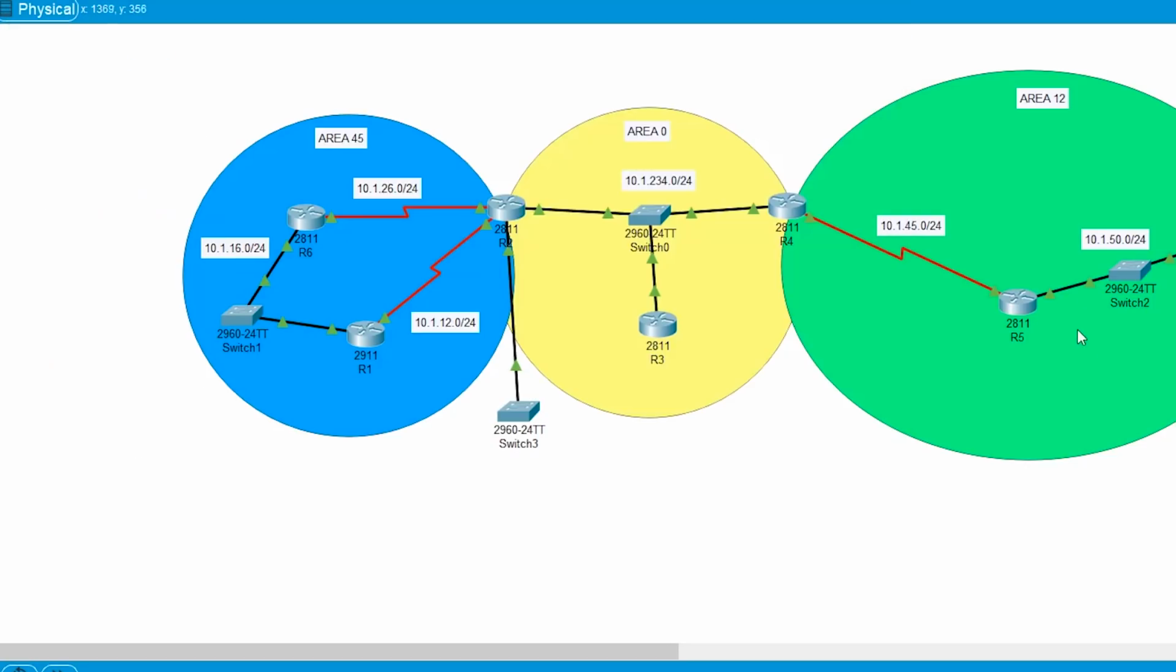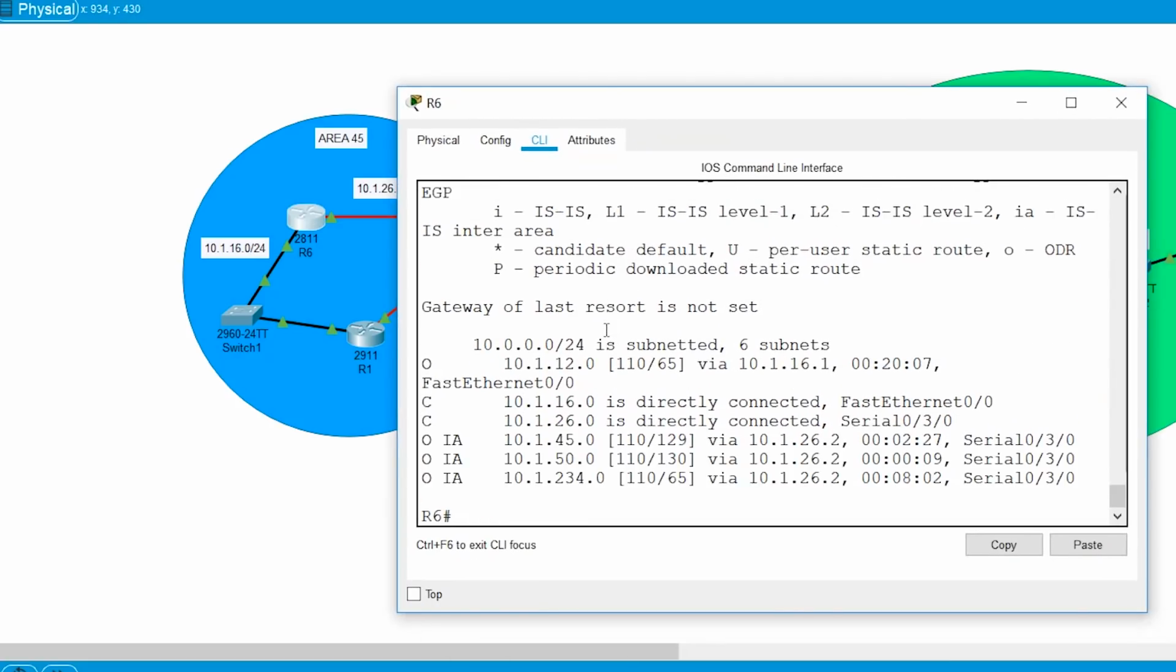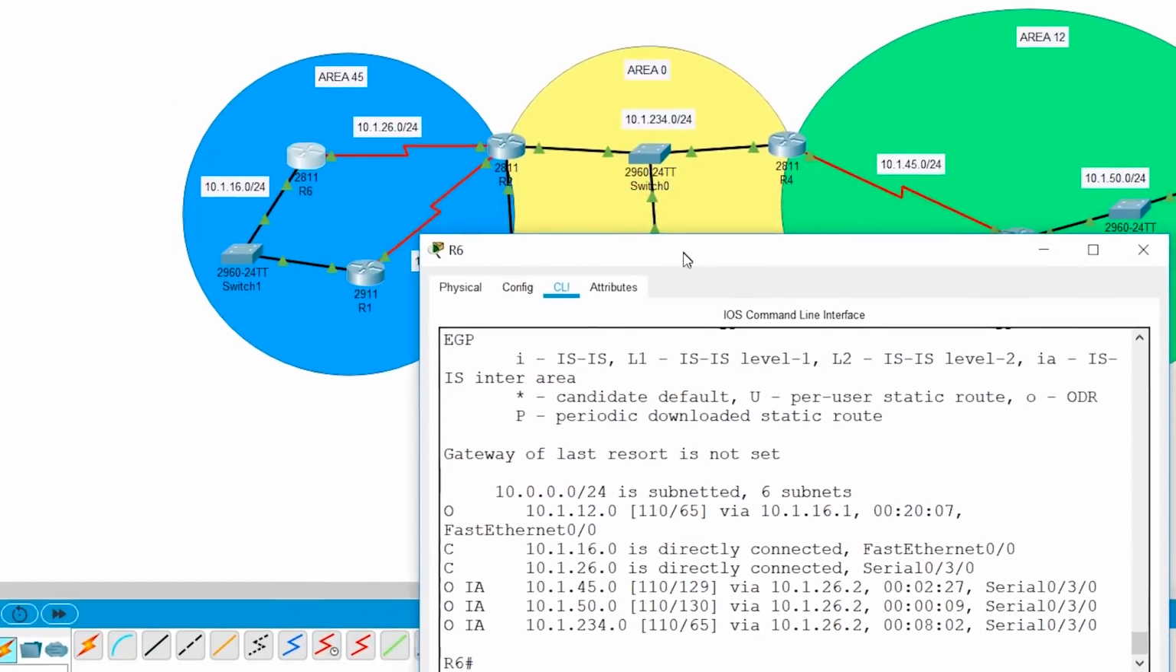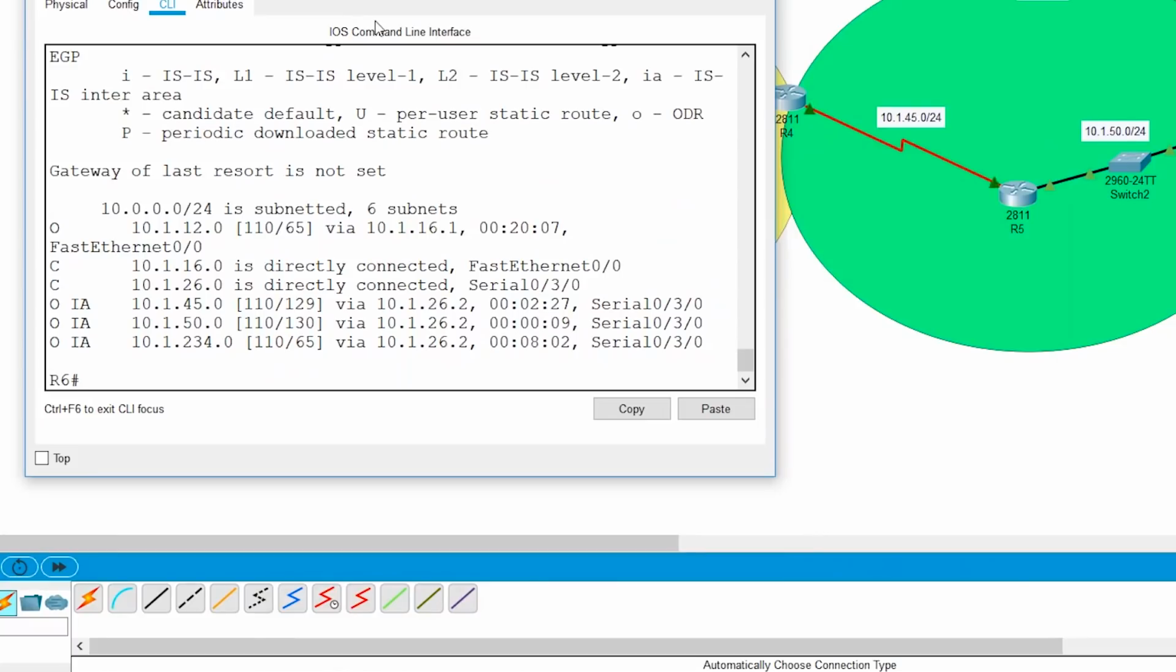Now, let's say in your design, okay, now what happens? Let's go back here. Now I've done the routing protocol, and the routing table on router 6 has learned 1.45, which is this interface, and 1.50, which is this interface, and 1.234, which is this interface. So it's learned these interfaces on OSPF, which is what is expected of it to do. But there is a problem.